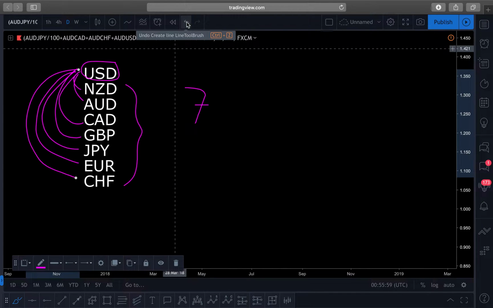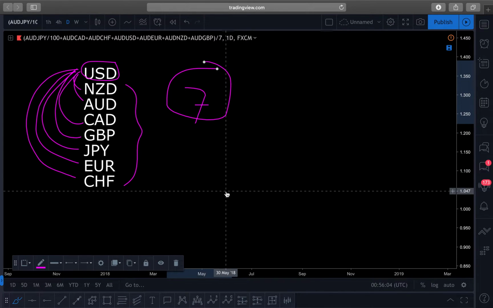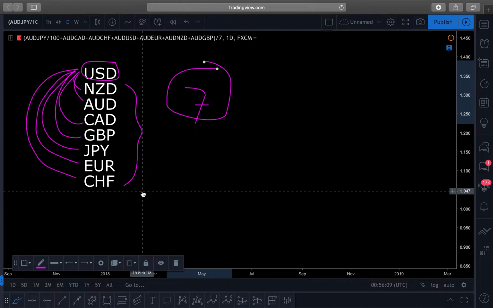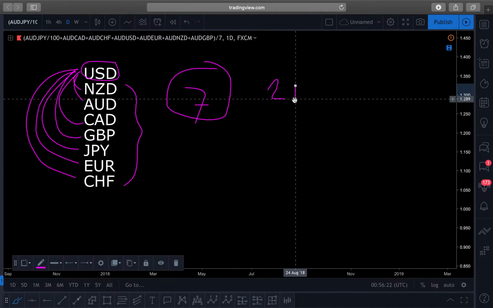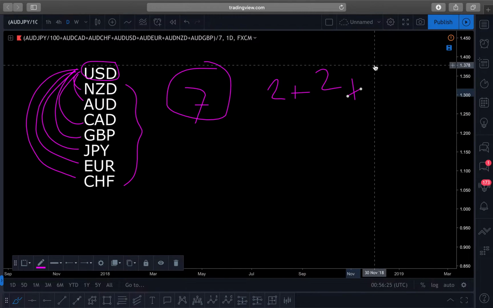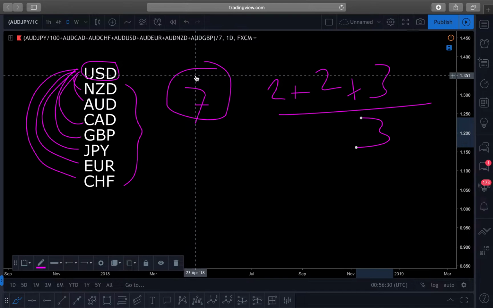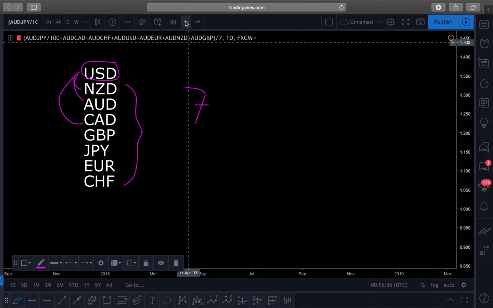Now think about it this way. What if I take all 7 of the US dollar pairs, load up all of the charts in one screen, add all of the charts together, and take an average of that? You know how you take a normal average of different numbers in school. You have 2 plus 2 plus 3, something like that, then you have 3 numbers, you divide it by 3, right? So you have 7 pairs, and you divide it by 7. That's how you find an average of that given currency, right?